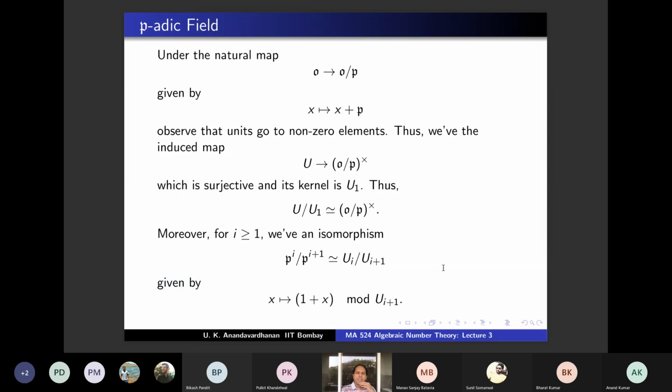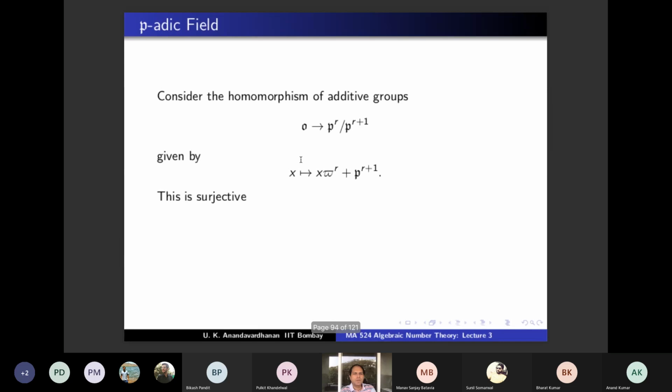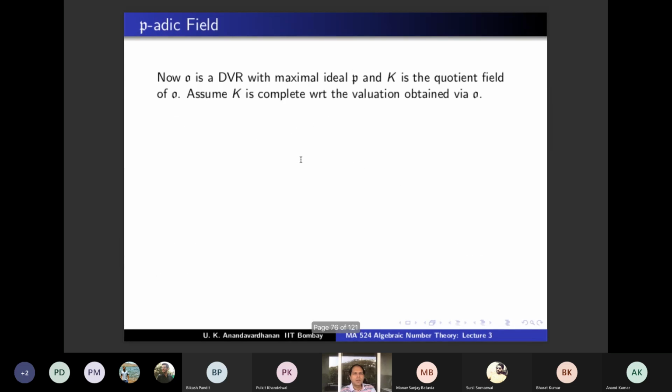Okay. So we will stop here today. Next class, we will show that all these are compact sets. O is compact, P is compact, P power r is compact, U is compact. Okay, so we will show that O is compact. And what will be an immediate corollary if we show that O is compact? If we show that O is compact, the immediate corollary is that K is a locally compact field.